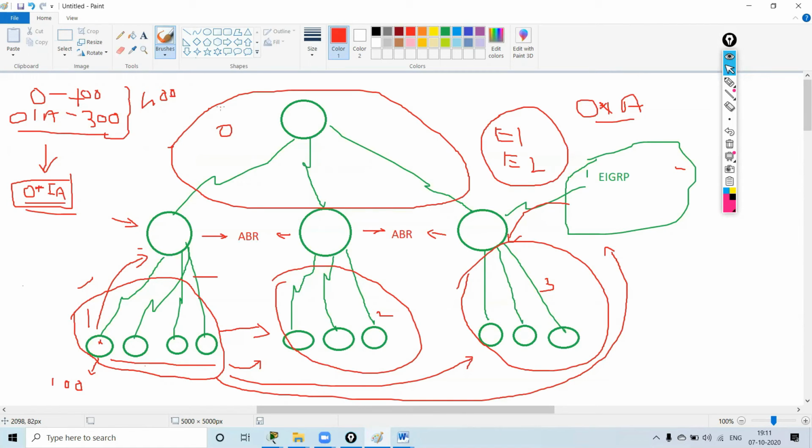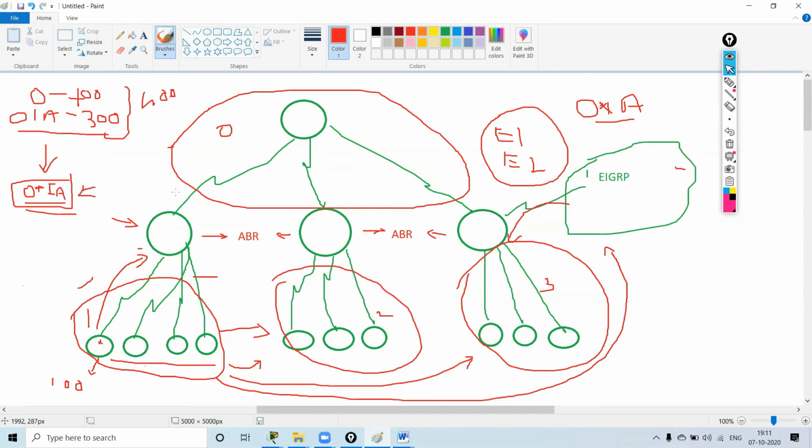Understood? I'll show you the configuration, don't worry about that. Just remember LSA 5, whatever the E1 and E2 routes are there, they are stopped by the stub area. If I make any area a stub area, I will not get E1 and E2 routes. Instead of E1 and E2 routes, I will only have this default route.